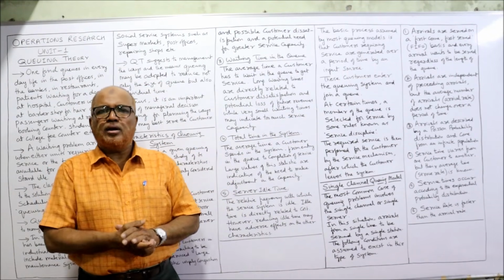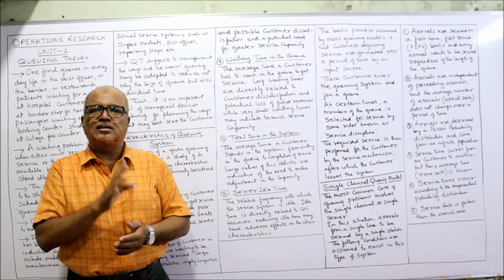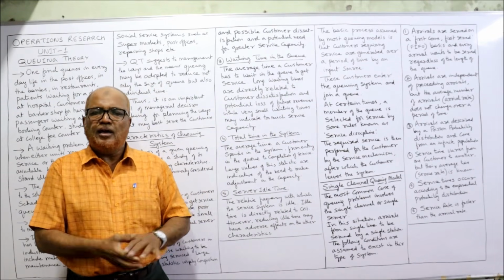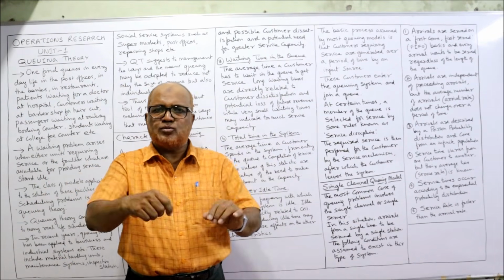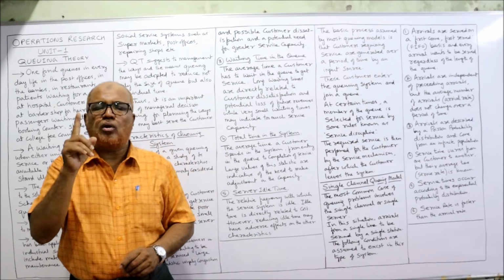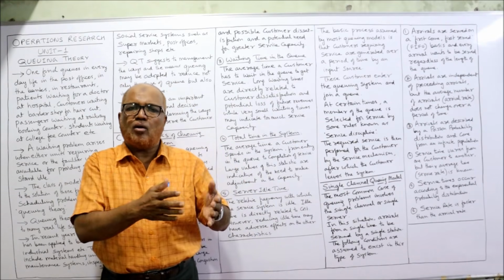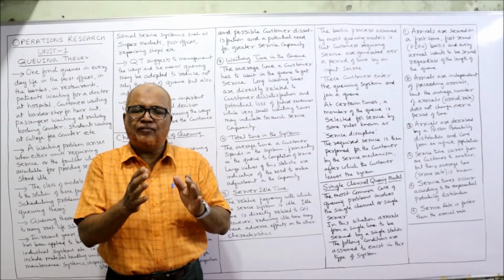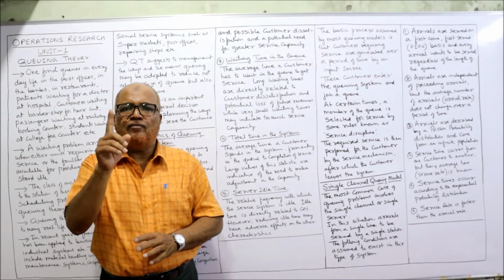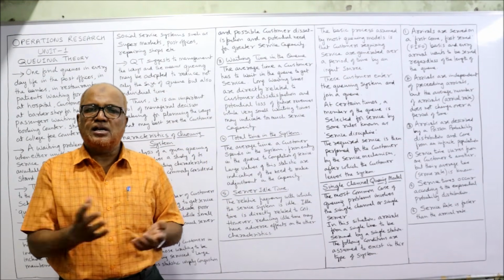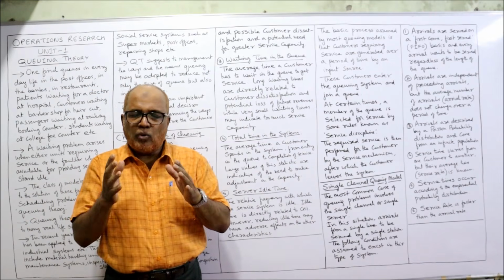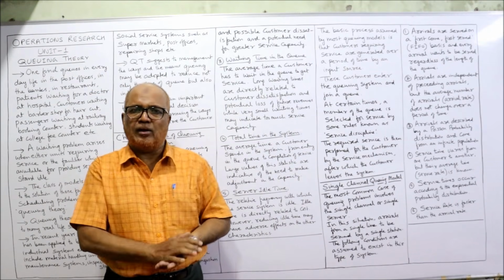Whereas in other organizations, you can see only one channel is there. For example, if you go to a bank, only one counter is there which provides the service to customers. It is called a single channel. Similarly, in a college, the fee collection counter, only one fee collecting counter is there, single channel. So most of the channels are single channel only.